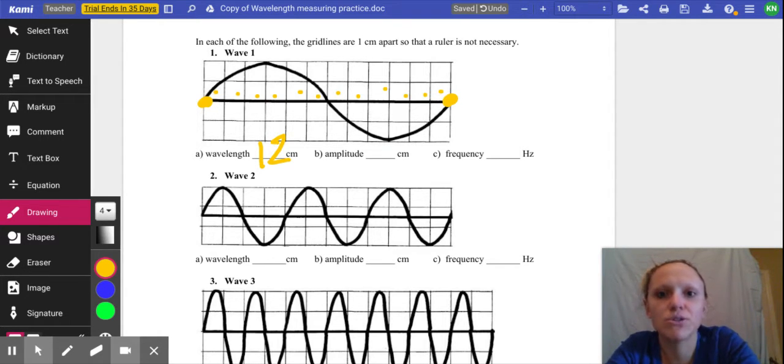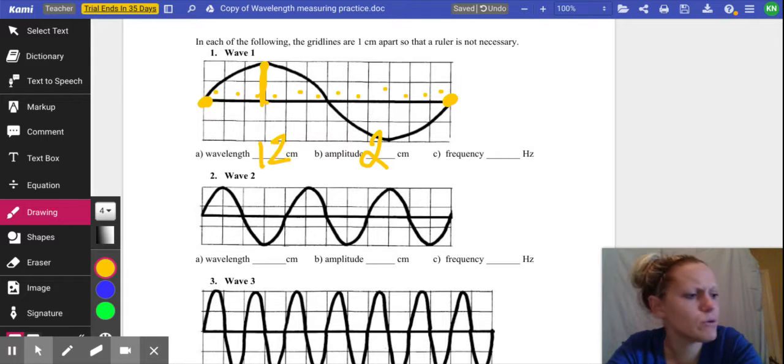Okay, the amplitude is the wave height, and so this is relatively easy. You're going to find the crest, and I'm going to put a little dot there, and then I'm going to count how many boxes until I reach that x-axis. I see that I have 2 boxes, so that's going to be an amplitude of 2 centimeters.